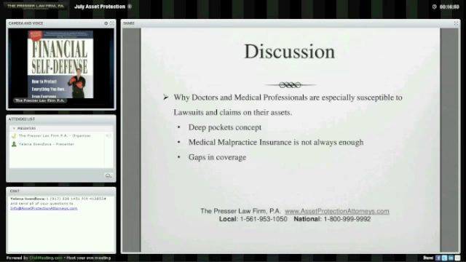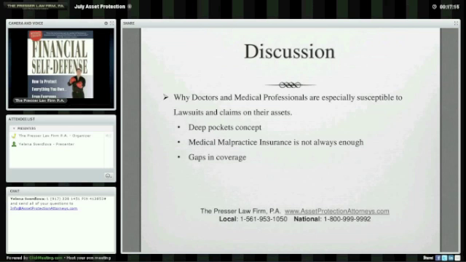So a lot of people ask why doctors and medical professionals are especially susceptible to lawsuits and claims on their assets. Well, number one is just common sense. They are deep pockets. The doctor makes more than the average person. So people just look at doctors as wealthy. And even if a doctor is not wealthy, unfortunately, they're perceived to be wealthy. So the mere fact that they have MD after their name increases the chance of a lawsuit.